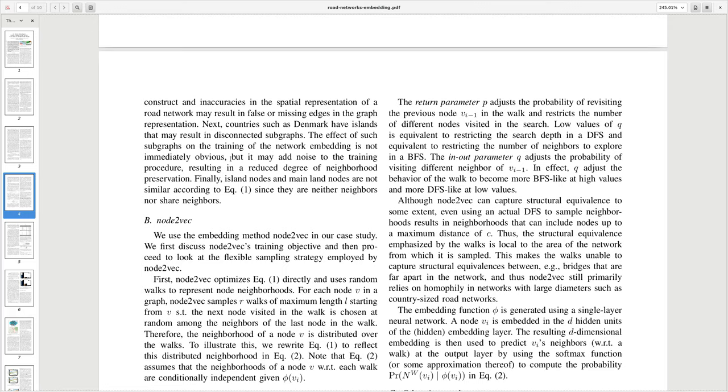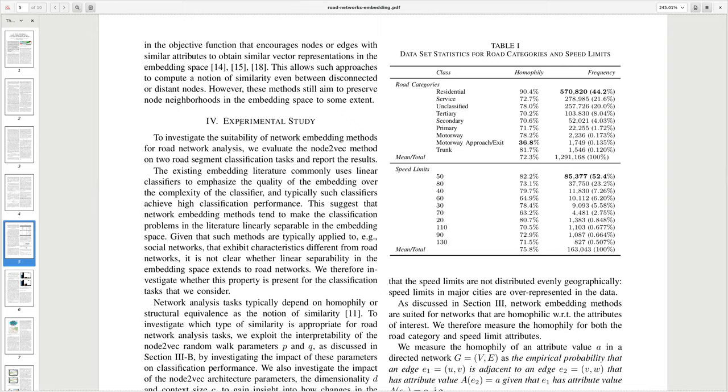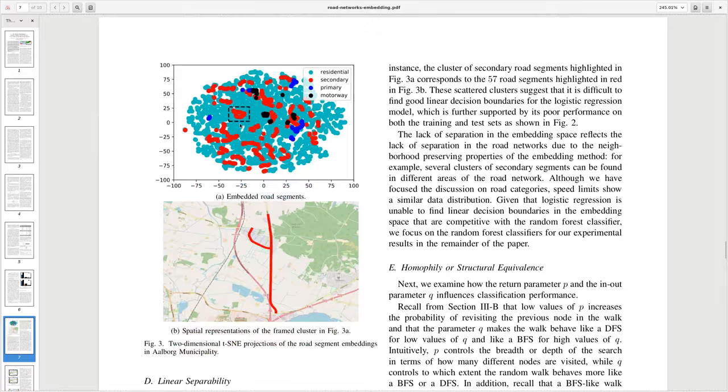Right, let's go. Other approaches incorporate attributes, experimental study, data set, road segment classification.